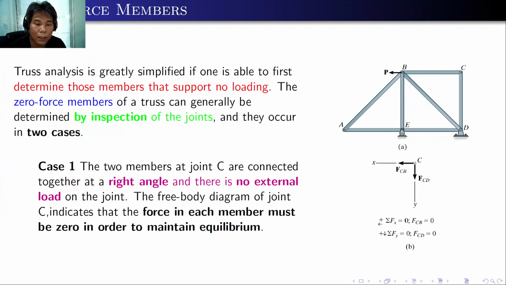Take note, right angle, and there is no external load on the joint. So if you draw the free body diagram of joint C, it indicates that the force in its members must be zero in order to maintain equilibrium, because there are no external forces at joint C. So FCD and FCB should be zero. So members BC and CD are the zero force members.